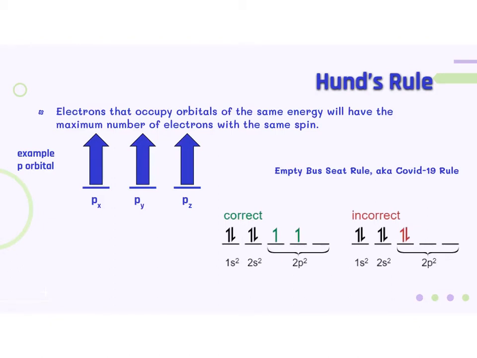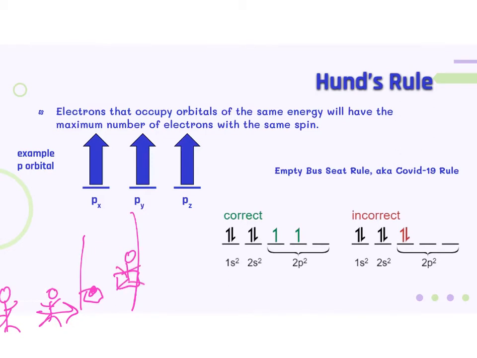That means that its nickname is the empty bus seat rule, or like I would like to call it, the COVID-19 rule. It means that as you're boarding a bus, and there's an empty seat here and an empty seat here, this person comes on, they're going to sit here. And then another person comes on. If the seat's empty, they're not going to sit next to a complete stranger. They're going to sit at an empty seat.